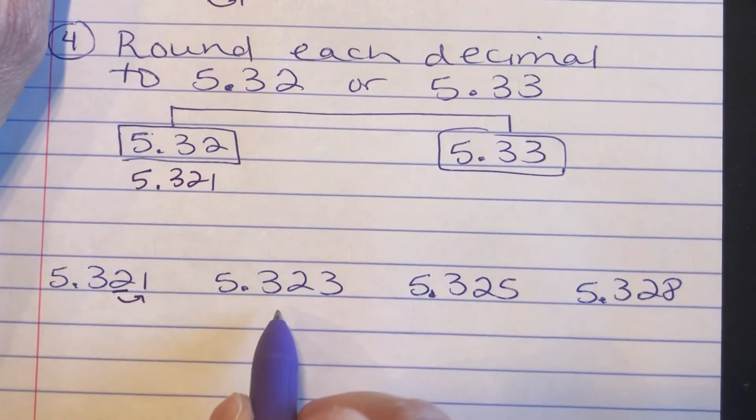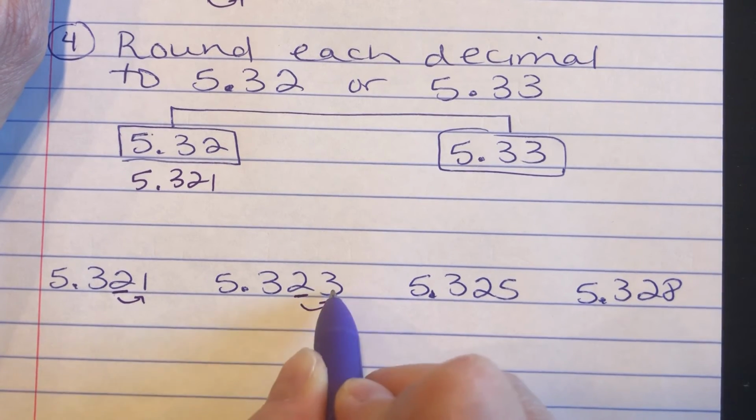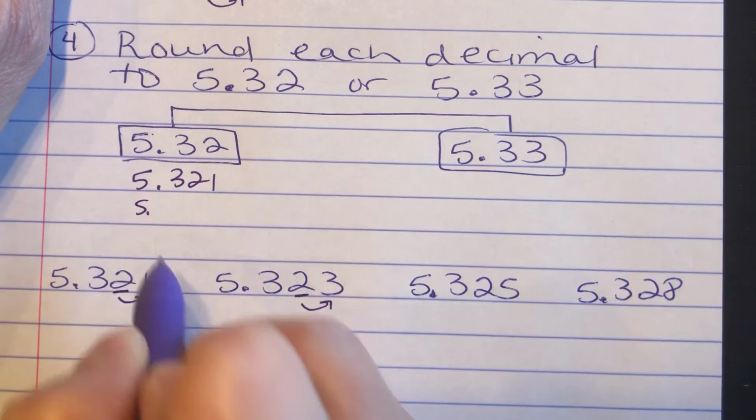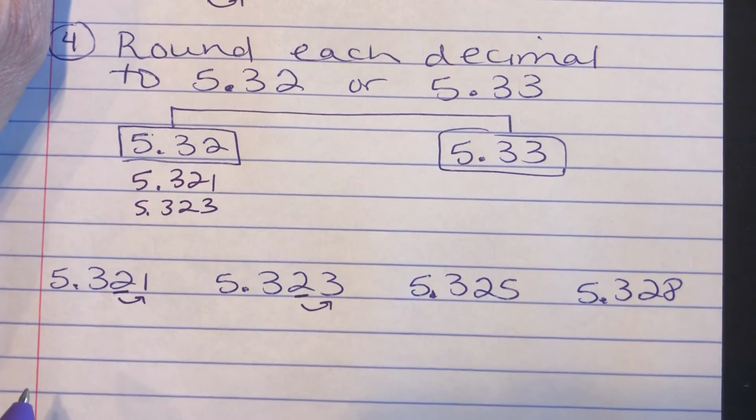All right, look at this next one. Where would it go? So this 2 is in the hundredths place. I see there's a 3 next to it. That means we're staying put right here. 5.323 would round to 5.32.